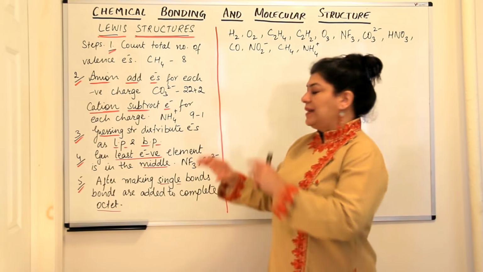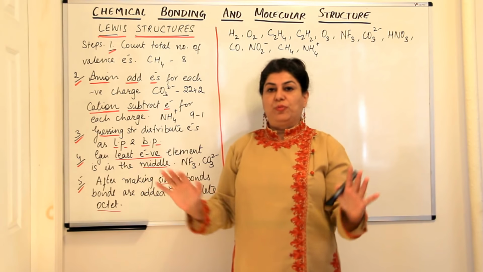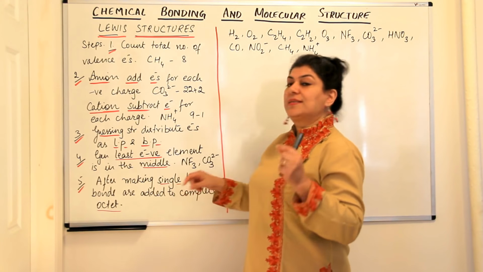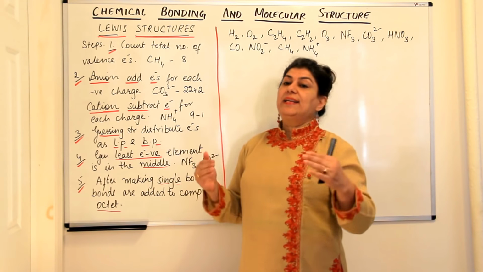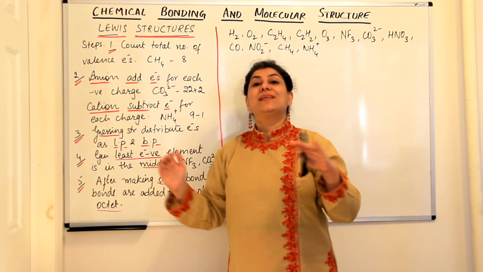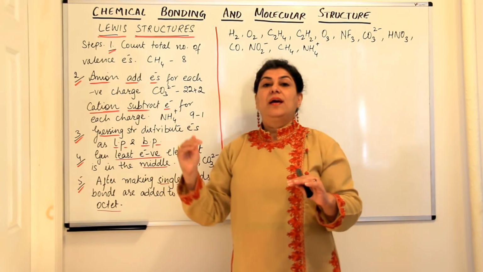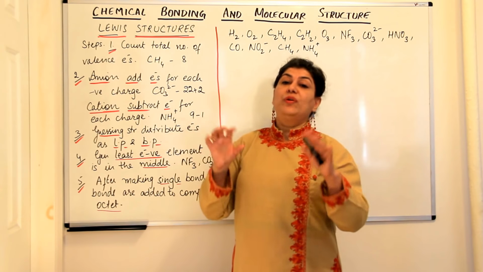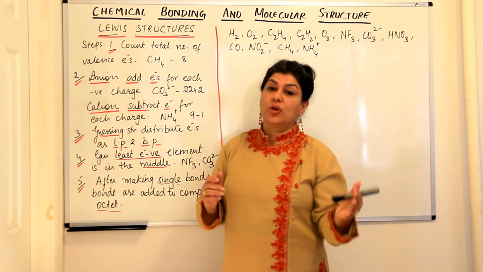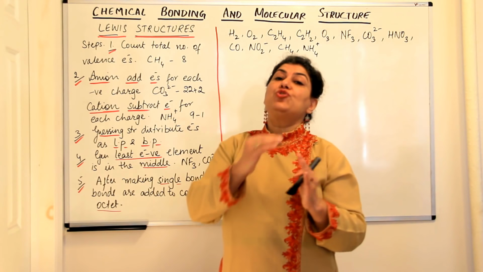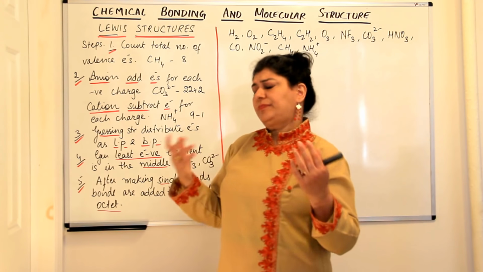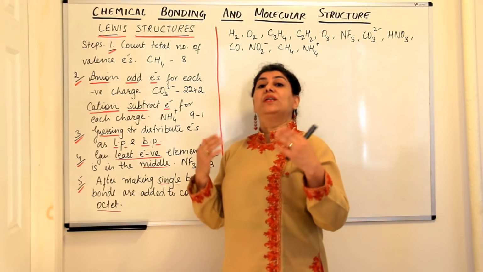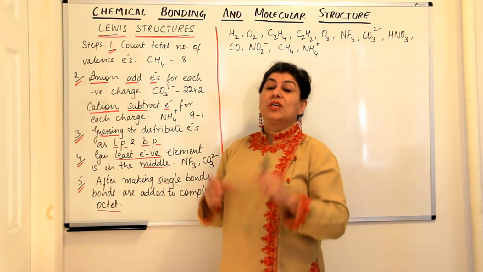Then the last step is that after you've made the layout of the molecule, the molecule should look like this, then you start making single bonds between the atoms. And after making the single bonds, you now assess the situation. How many electrons are required by which atom in order to complete its octet? And how can you do that? For that, you may have to make multiple bonds somewhere.